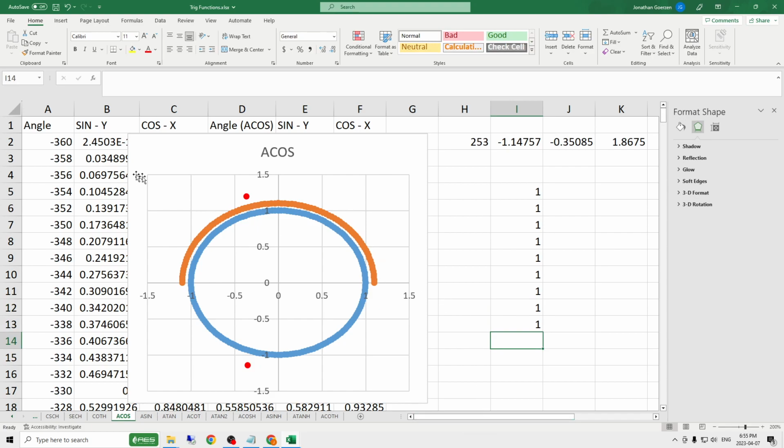And inputs can be anywhere from -1 to +1, and the outputs will be an angle between 0 and 180 degrees. Or because this actually outputs in radians, it'll be between 0 and pi radians. And that's it for the arc cosine function.